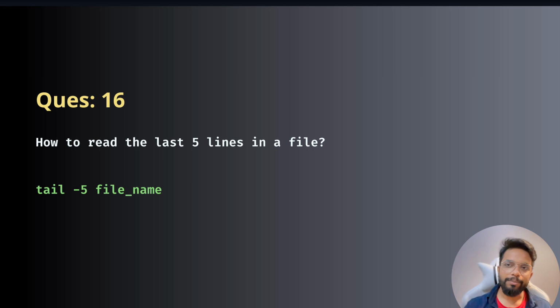You can easily remember, head means the top lines and tail means the last few lines. So tail, and the syntax is very easy. Tail -5, just provide the hyphen and the number of lines, and after that you're fine.